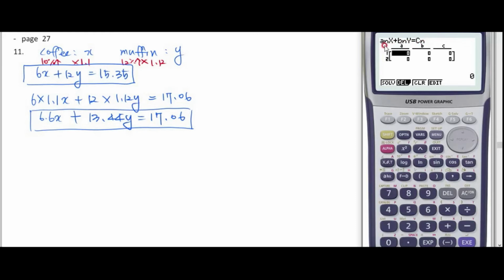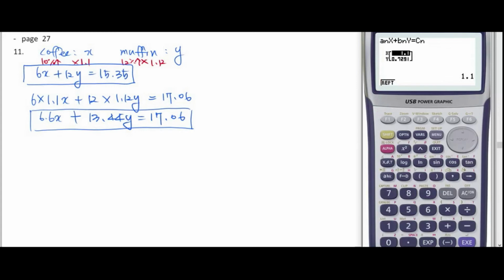The first one's 6x, so it will be 6 right here, and then press EXE, and then for y it will be 12, and press EXE, and again 15.35, and press EXE. And now write the second one, 6.6 EXE, 13.44 EXE, and then finally 17.06 EXE. And then we should just press the solve button right there, which is currently F1. And if we press this, magic happens.